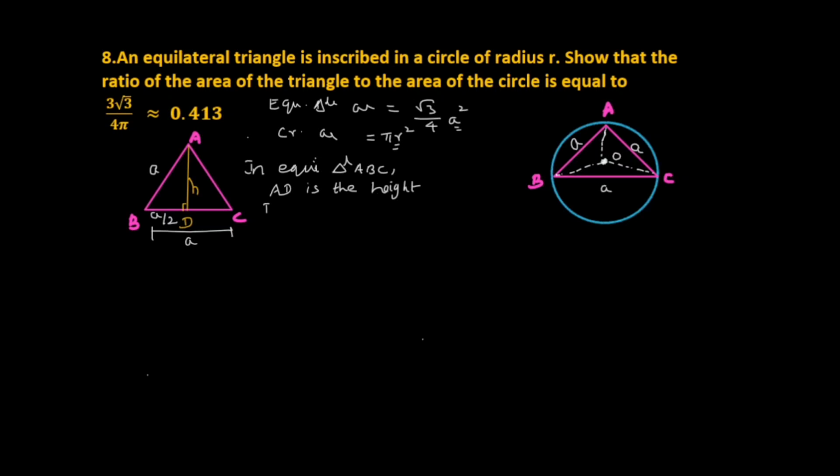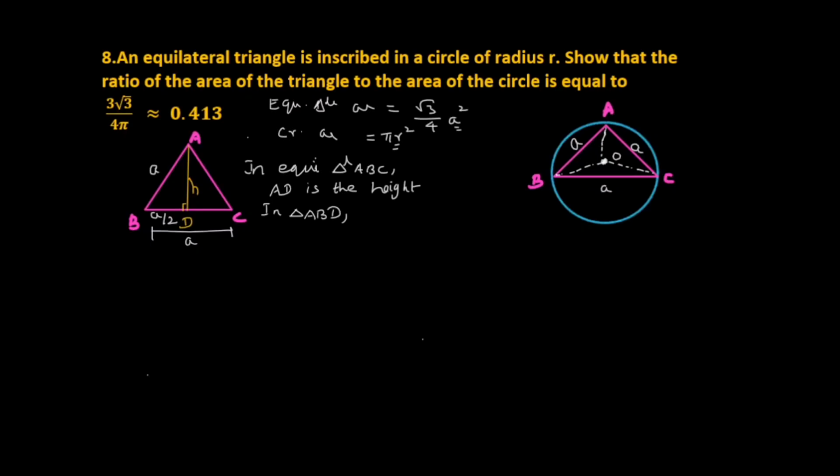Using Pythagoras theorem in triangle ABD, AB is the hypotenuse. We need to find AD, not AB, because AB is already a. So find AD. What is the height? We are going to find it here.